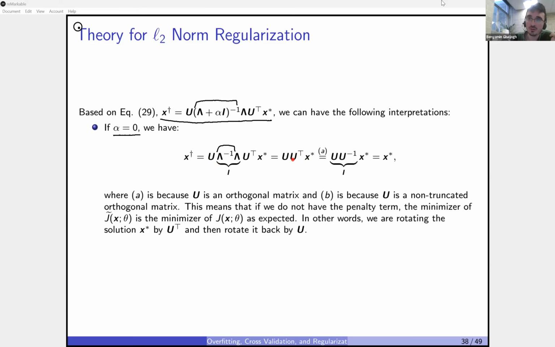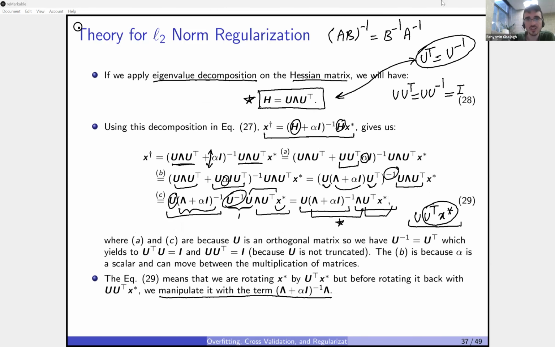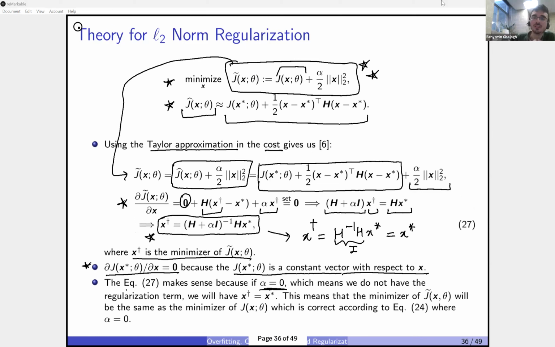By the way, U is an orthogonal matrix in eigenvalue decomposition, therefore we can see it as UU inverse X star. UU inverse is I because U is not truncated, it's a square matrix. And this is X star. X dagger equals X star, which makes sense because, as we talked about, when we don't have any penalty term, J tilde becomes J. So the minimizer of J is the same as the minimizer of J tilde. Okay.